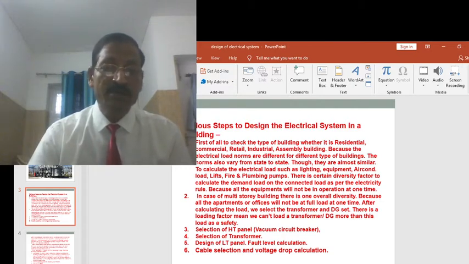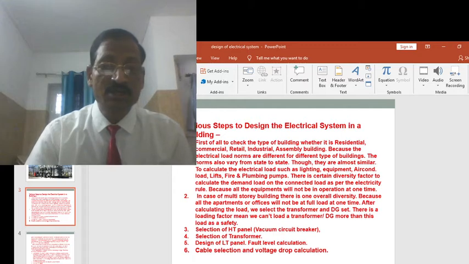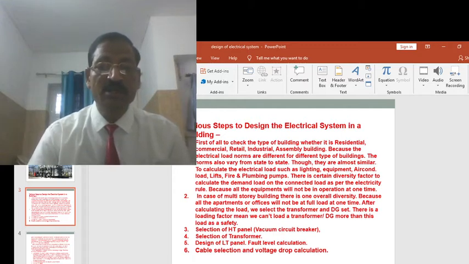In any building, first of all we have to check the type of the building, whether it is residential, commercial, retail, industrial, or assembly building, because the electrical load norms are different for different types of buildings. The norms also vary from state to state, and they also change from time to time, though they are almost similar.